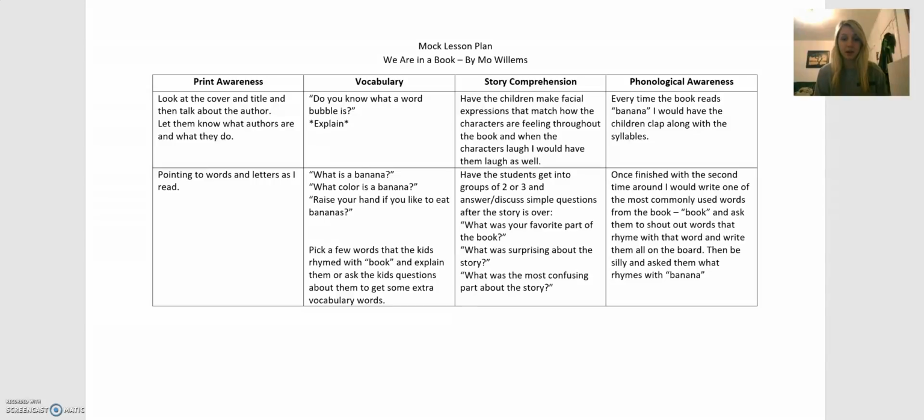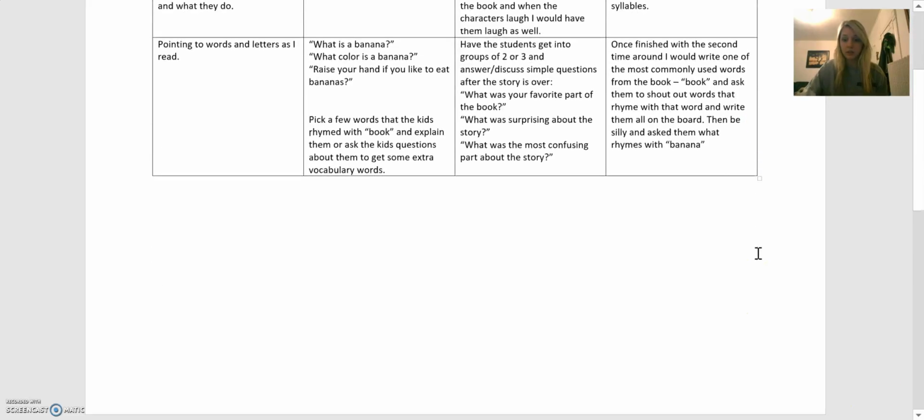Hello everyone, this is my mock lesson plan for We Are in a Book by Mo Willems. I initially made this table just to brainstorm ideas of what I wanted to do, but I actually really like the way that it displays my plan, so I just decided to leave it.